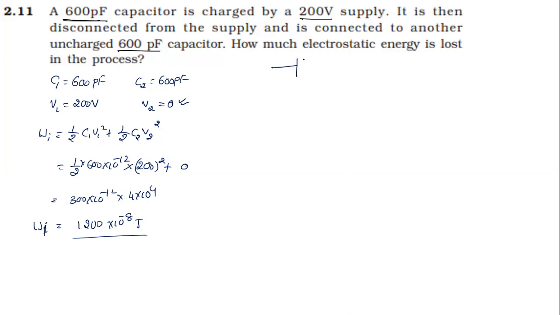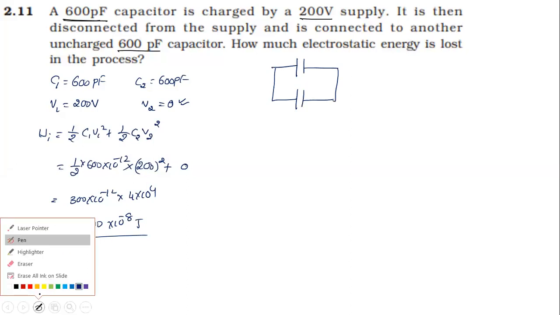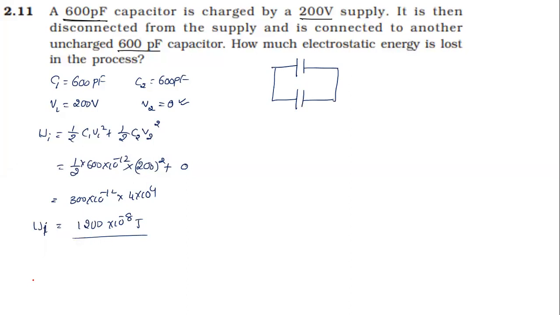Now what do we do? We connect them like this. As we connect them, what will happen? There will be a sharing of charges in this process. Because of the sharing of charge, can we say initial charge equals final charge? Initial charge is equal to final charge. Initial charge, how much is there? Total charge Q times C1 plus C2. Okay, sorry. I'm extremely sorry.